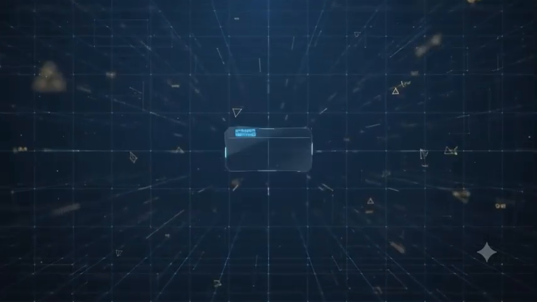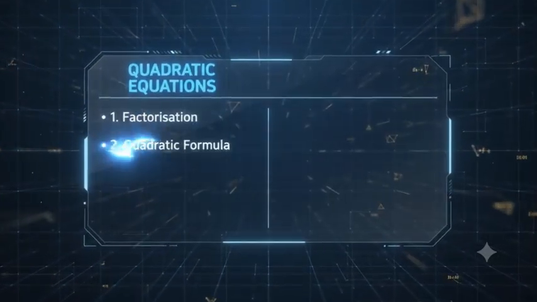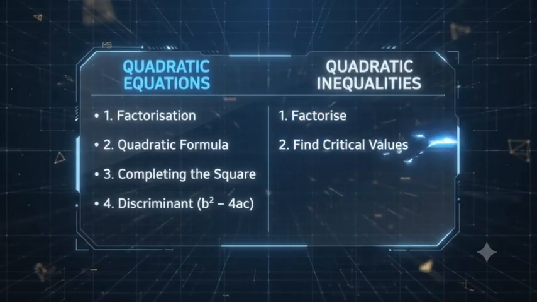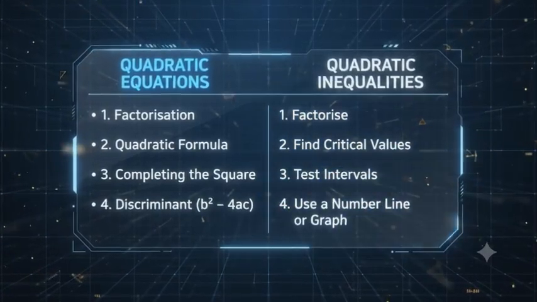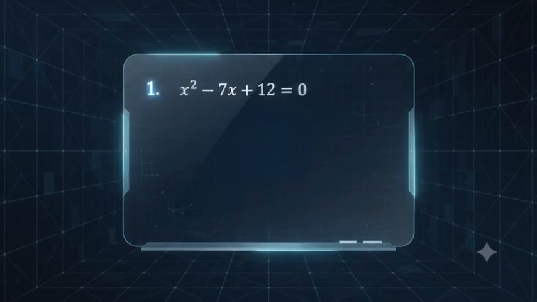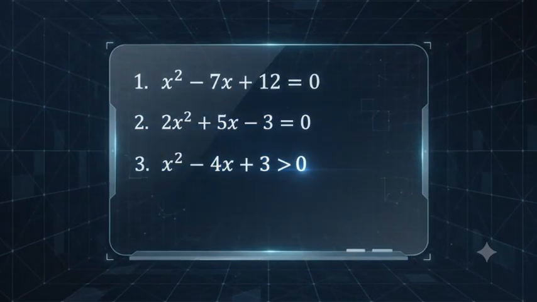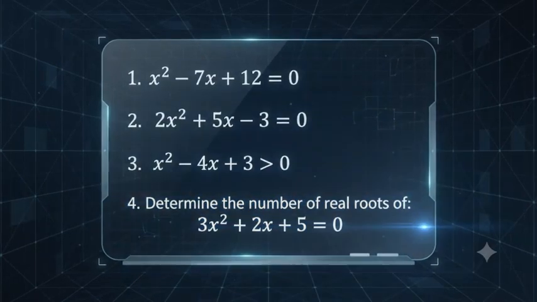To solve quadratic equations, we can use factorization, the quadratic formula, or completing the square. For quadratic inequalities, we factorize, find the critical values, and analyze the intervals. Now test your understanding. Solve these quadratic equations and inequality, and use the discriminant to determine the number of real roots in the final question.